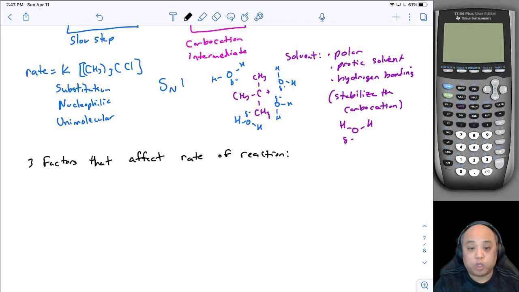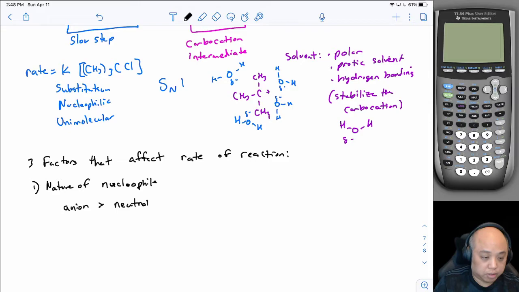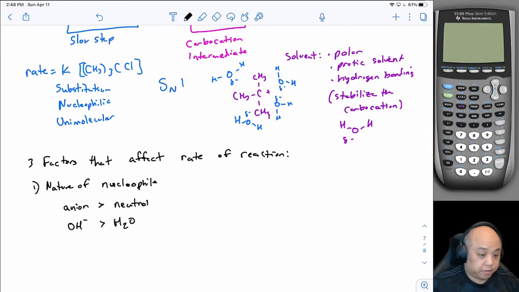Okay. One is the nature of the nucleophile. So what is actually attacking here? And an anion is always going to be a better nucleophile than a neutral molecule. So that's why OH minus is better than water here. So if there's a choice, the OH minus is always going to be the better nucleophile. It's going to happen more quickly. Two.